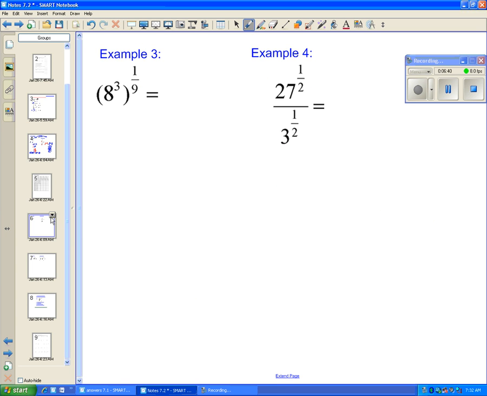So let's do a couple of other examples. So pause for station idea. Sorry, I had to drink some coffee.